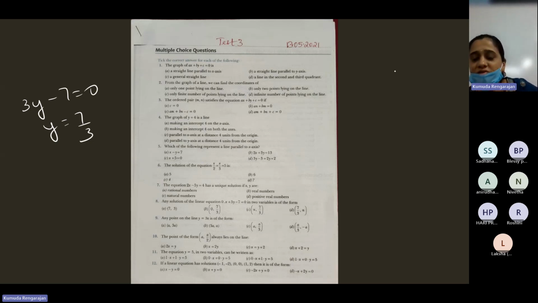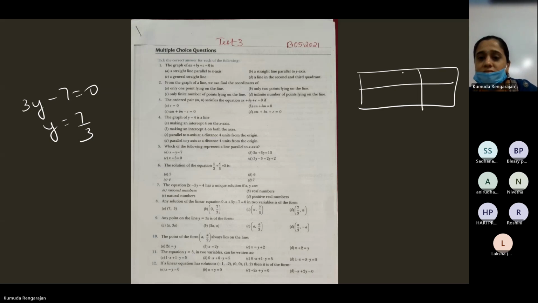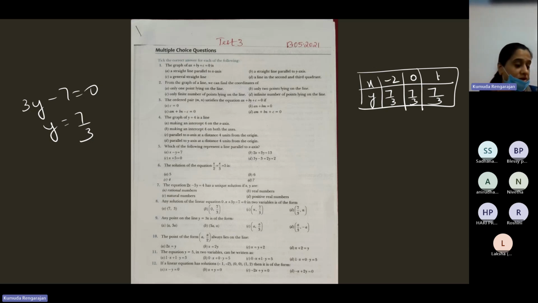So how do you make the table, that xy table, to make the graph? Y is always 7 by 3. For what value of x? Any value of x. You can put minus 2, 0, 1 for any value of x. So x can take different values, but y will always take the value 7 by 3. So which option has y always 7 by 3? In option C. The option should be like y should always be 7 by 3, and x can be any value.